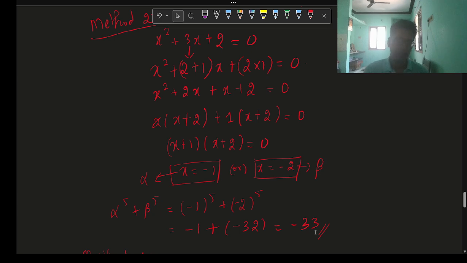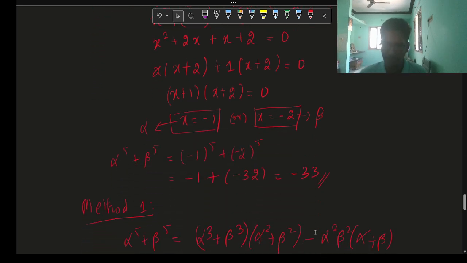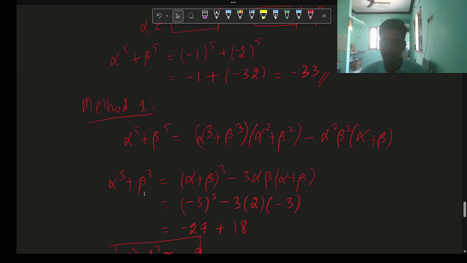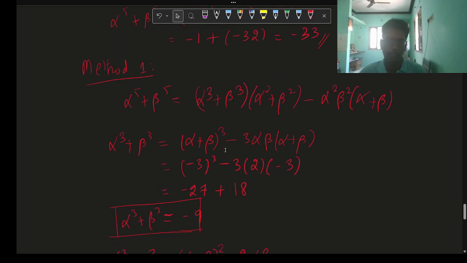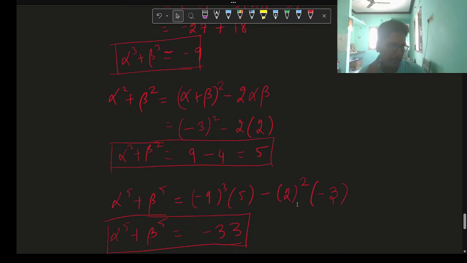Same thing, I would do using coefficients. Now let's just verify the results. Alpha power 5 plus beta power 5 can be written as alpha cube plus beta cube times alpha square plus beta square minus alpha square beta square times alpha plus beta. Alpha cube plus beta cube can be written as alpha plus beta the whole cube minus 3 alpha beta times alpha plus beta. So the same way, minus 3 the whole cube minus 3 times 2 times minus 3, and I would get the value as minus 9. Then alpha square plus beta square can be written as minus 3 the whole square minus 2 times 2, which would give me 9 minus 4, which is equal to 5.